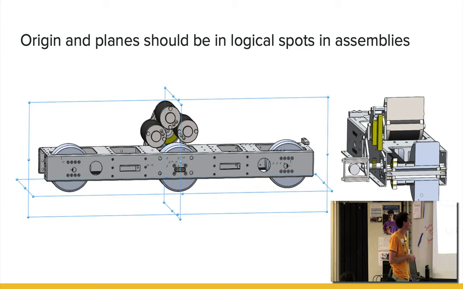It's also really useful when you're building the assembly and checking it. I use the section tool a lot to see what's in there and make sure the inside of stuff is laying out fine. If the planes are in a logical spot, it's easy to grab them for the section views. Here, by using that mid plane in the middle, we can quickly go in and make sure that the center axle and the start of the gearbox are all located right.